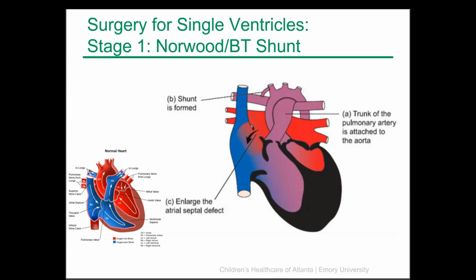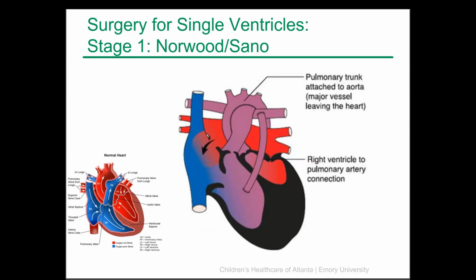But there's an alternative procedure to this that some places will do, and that is, instead of doing a Norwood with a BT shunt, do a Norwood with a Sano. So these are very complex surgeries, and the way that the Norwood Sano basically came is, this was actually one of the initial proposals, and just some surgeons were better with the BT shunt, and some surgeons were better with the Sano. A lot of this is surgeon dependent.